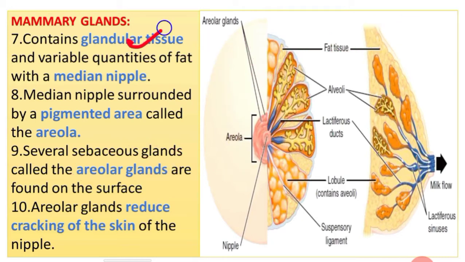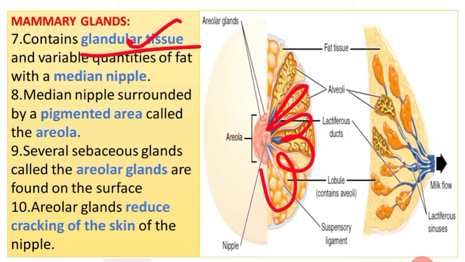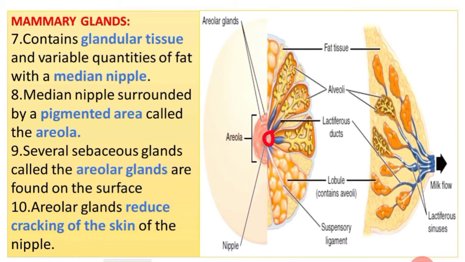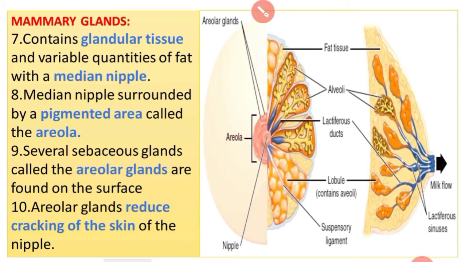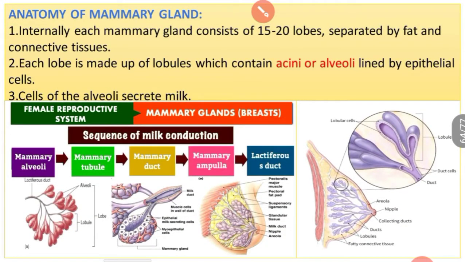Point number 7. It contains glandular tissue. What is glandular tissue? Lobes and lobules present inside the mammary gland are called glandular tissue. And variable quantities of fat are also present. And the lobes are interconnected by connective tissue. The median part of the mammary gland is called the nipple. The nipple is surrounded by a hyperpigmented region called the areola. The areola has numerous sebaceous glands called areolar glands. Areolar glands secrete sebum, which reduces the cracking of the skin of the nipple. Got it? Next, anatomy of the mammary gland.